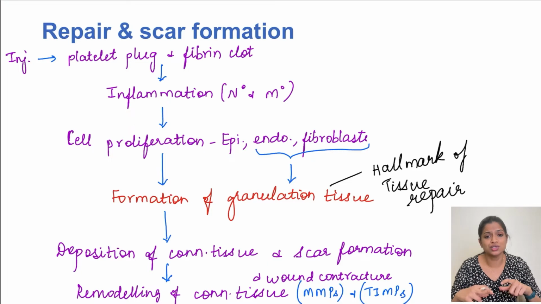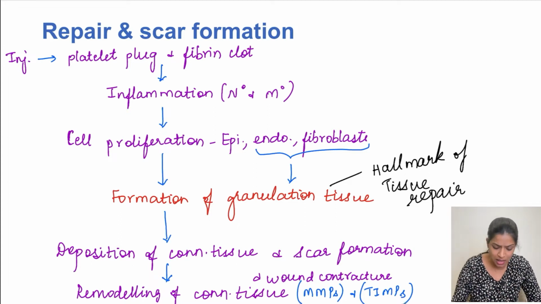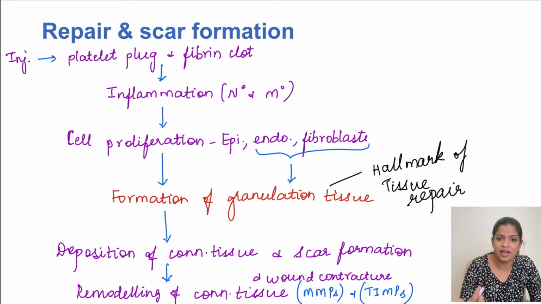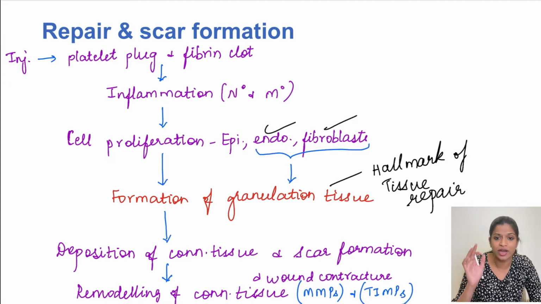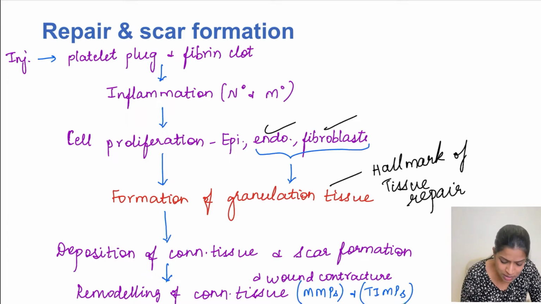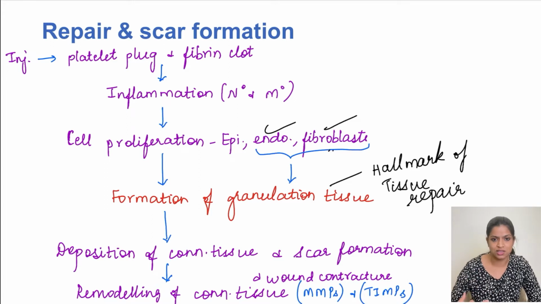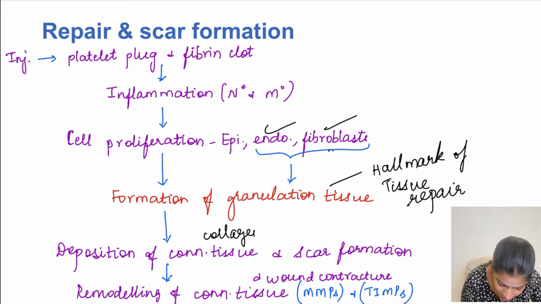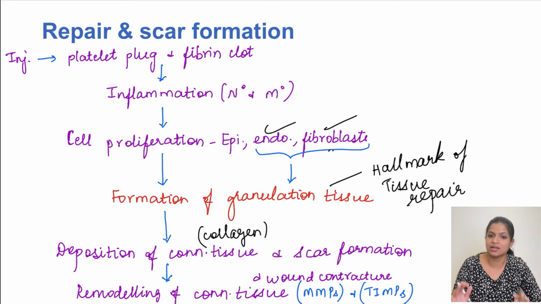This granulation tissue is a composition of new blood vessels and fibroblasts along with inflammatory cells. In the previous stage, I mentioned that endothelial cells and fibroblasts are going to proliferate, right? So these are part of the granulation tissue. Now these fibroblasts, which were proliferating, will produce collagen, connective tissue, and that is what is responsible for the scar formation. This connective tissue is nothing but collagen produced by the fibroblasts, and that forms the scar. Now the scar has formed.